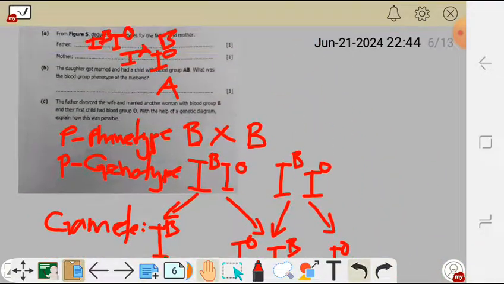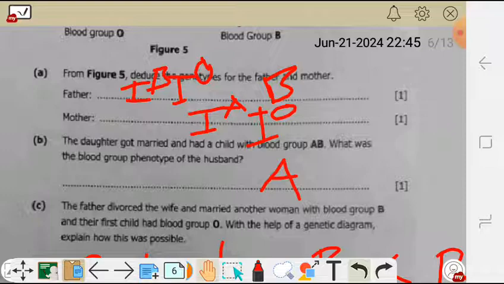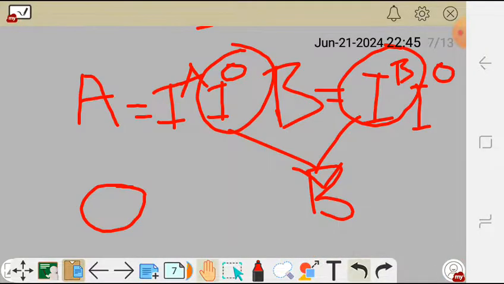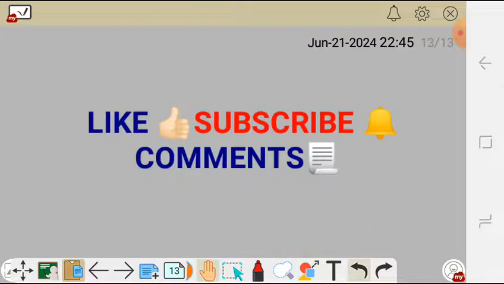So we have answered all the questions in section A. See you in the next video where we are going to answer section B questions, the essay questions.